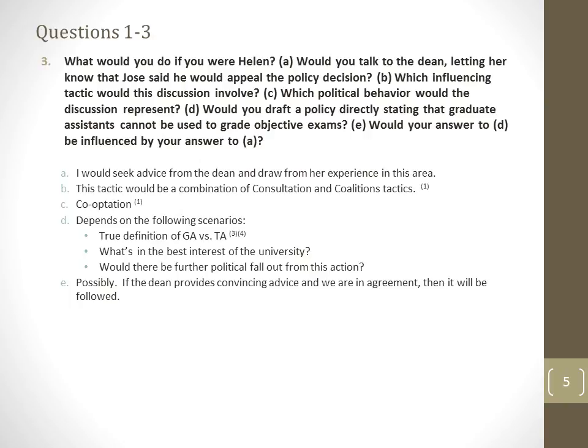The next thing I would want to consider is what is the best interest for the university and for the students in terms of, would they learn, would they have a better experience if the professor grades the exams rather than somebody else? And last but not least, would there be further political fallout because of this action? Meaning, is there going to be a lot of wasted time and energy and hard feelings and so on and so forth that could get in the way of better education for the students and atmosphere of the university?